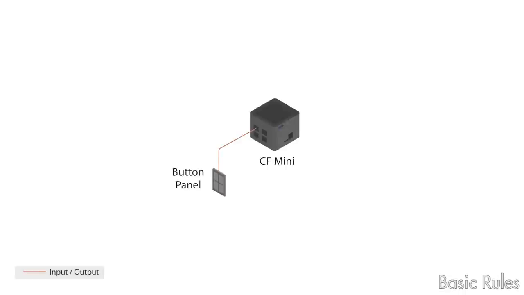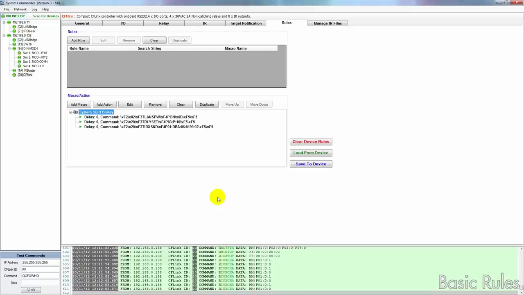Now we want to add the rule which will cause this macro to be started. In our case, we want the system startup macro to be triggered whenever a button on a wall switch is pressed, which is hooked up to an I/O port of the CF Mini configured as a dry contact input. When the wall switch is pressed, we can use a communication log to see the incoming CF Link data format that we need to use to trigger our macro.